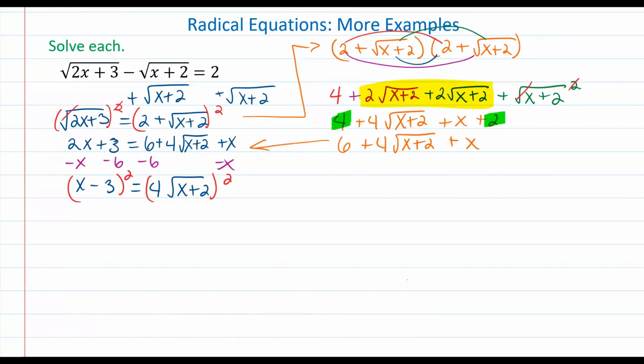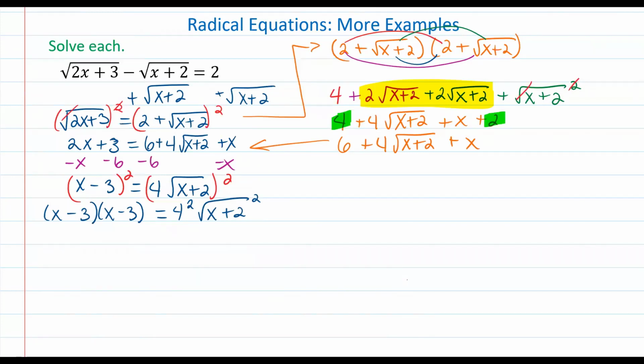Now on the left, we need to rewrite this again using what we know about what squared means: x minus 3 times x minus 3. And on the right, you're going to square both parts of this term. In other words, this becomes 4 squared, and then the square root of x plus 2, squared. Okay, now this is different than before because before you were adding two terms. In this case, you're actually multiplying 4 times the square root. So that's the difference between what we were doing earlier and what we just did now.